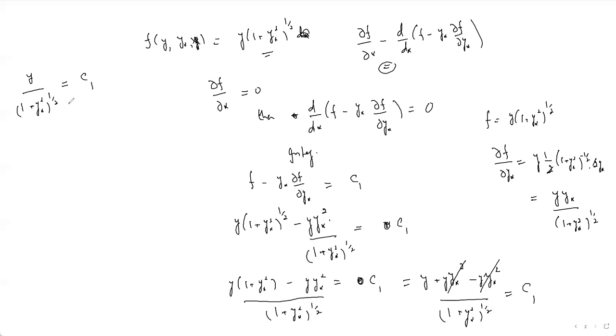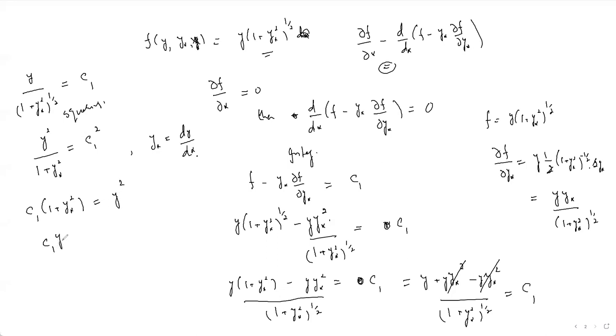Okay. Now I can just square it further. On squaring, I will have y square divided by 1 plus y_x square will be equal to c1 square, because square and root will get cancelled out here. Now what is y_x, by the way? y_x is simply your dy by dx, right? I can further simplify this for y of x. You can write it like c1 into 1 plus y_x square will be equal to y square. Or c1 y_x square will be equal to y square minus c1 square, right?